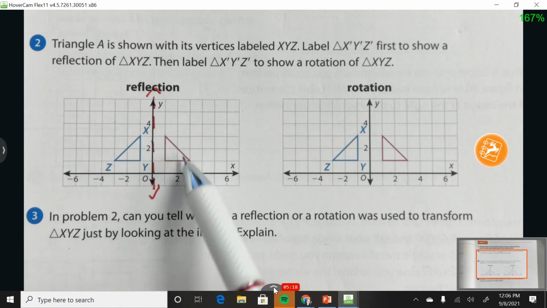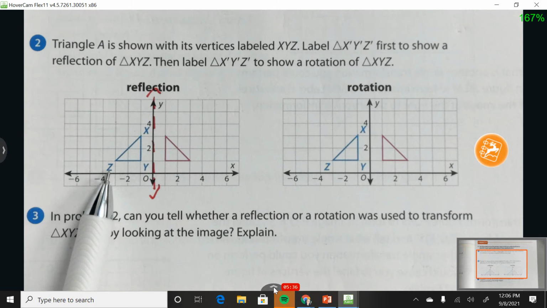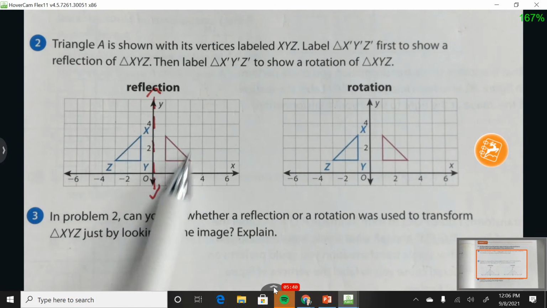Okay, so we're reflecting it here. Label it x prime, y prime, and z prime on this side. You have 3 letters. Write 3 letters down. If you get it wrong, you have an eraser and you can fix it. Don't sit there and do nothing. Z's here, Y, and X. You got to label them over here.